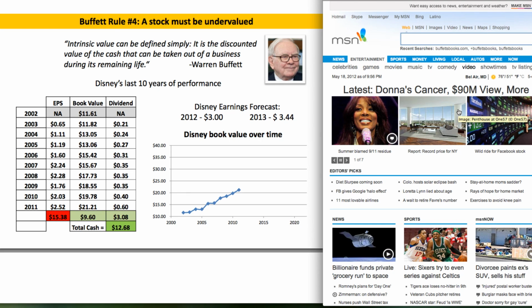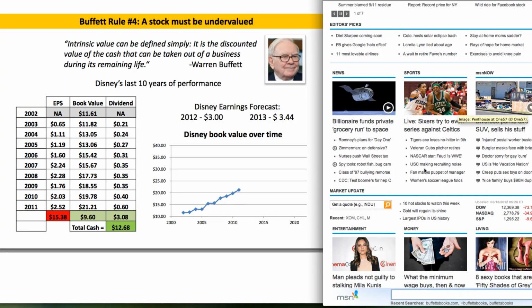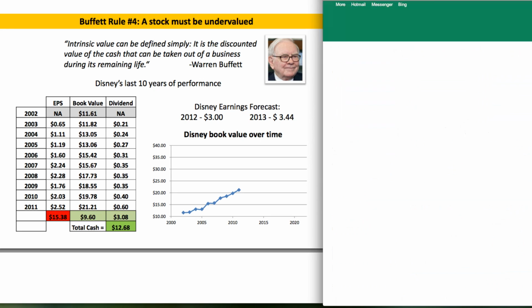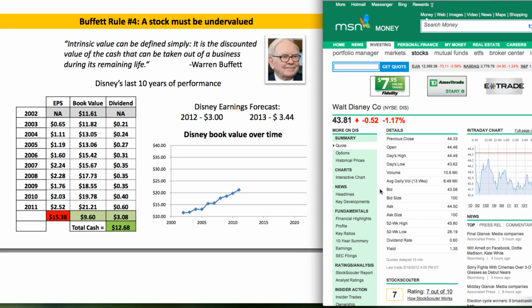Okay, so here we are at MSN, their top level page, and we're just going to go ahead and scroll down, and we're going to go ahead and enter the Disney ticker, which is DIS, and hit enter. Okay, and it pulls up the Walt Disney Company.